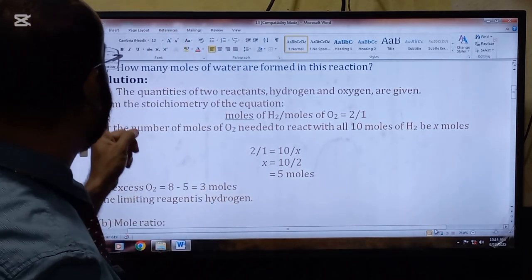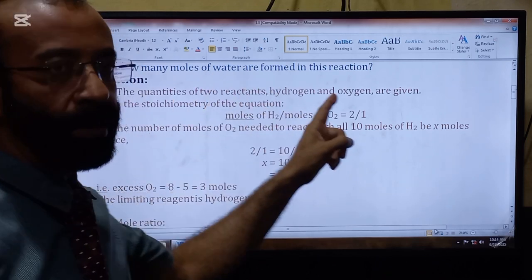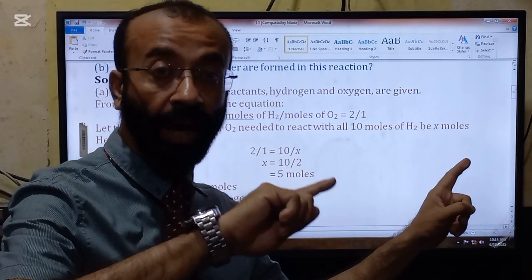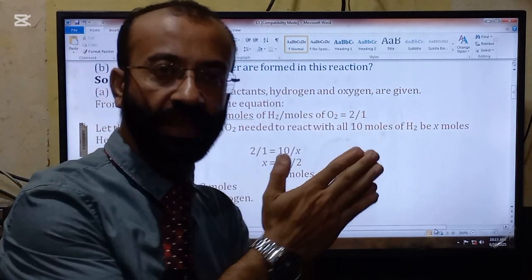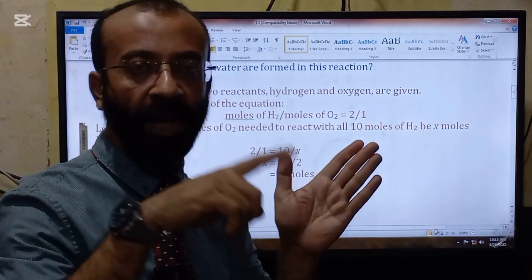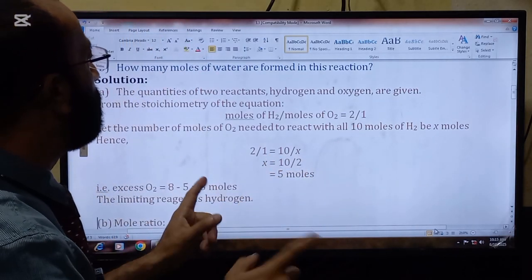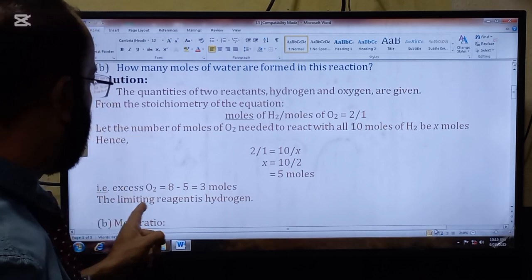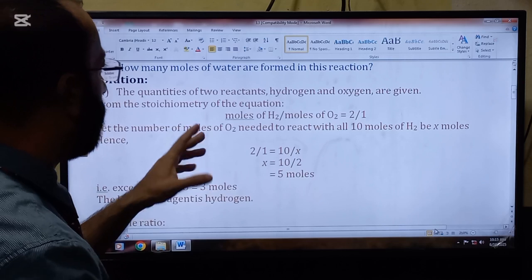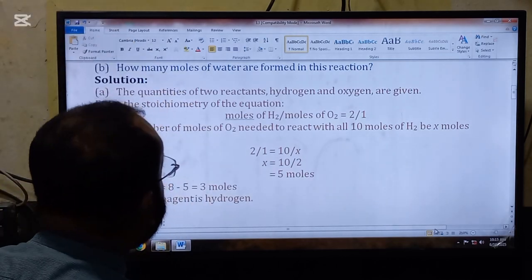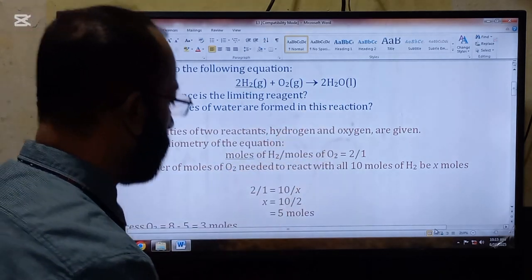So the requirement in the second part is how many moles of water are formed. Water will be formed according to the hydrogen, because hydrogen will stop the reaction. As far as hydrogen is consumed, at that point we have to check what amount of water is produced. So now we will equate the hydrogen, because hydrogen is the limiting reagent, with water. So look now, from the equation, again hydrogen is 2 and water is also 2.